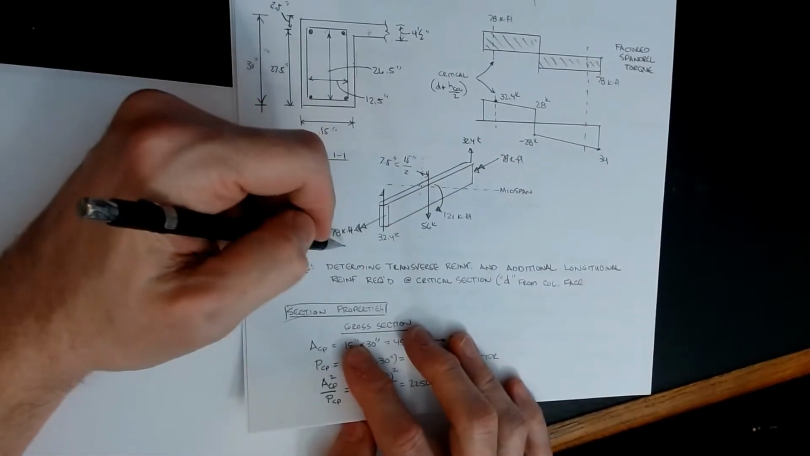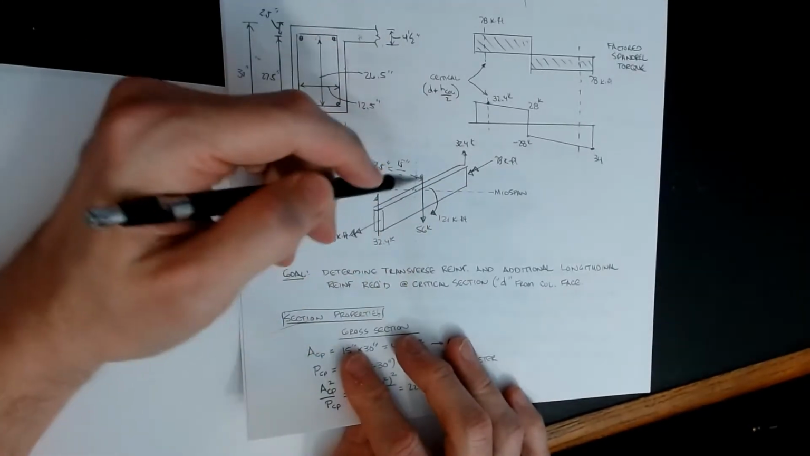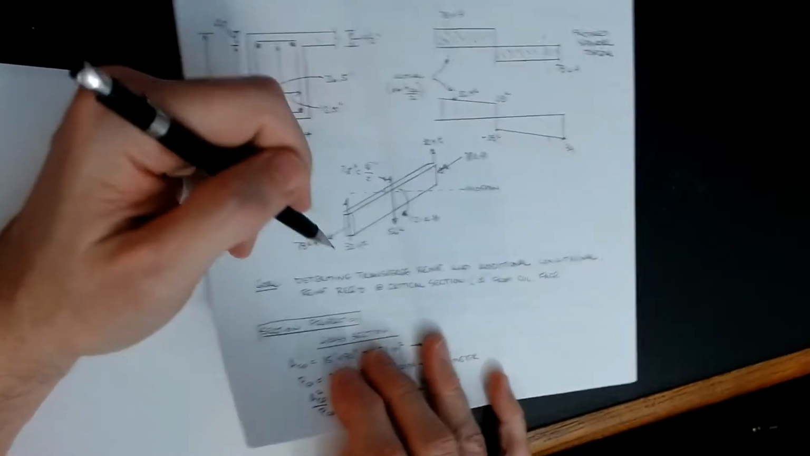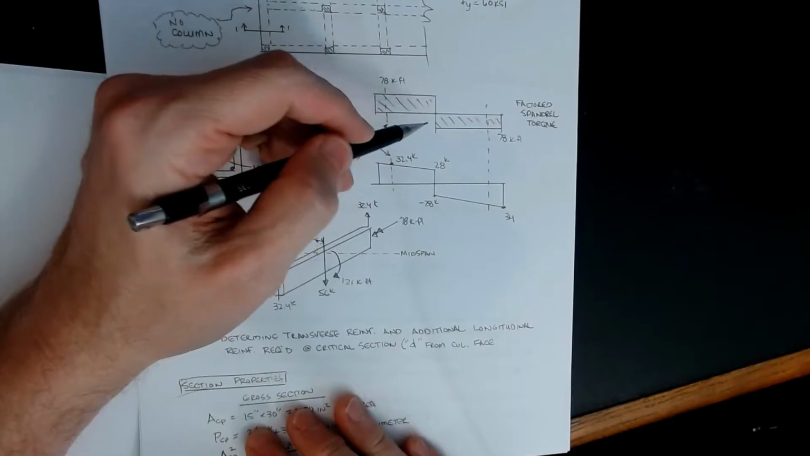You've also got the torque that's coming in, that from structural analysis you would find is 78 kip-feet torque on each end. If I draw a torque diagram of the whole beam, this is what it looks like.